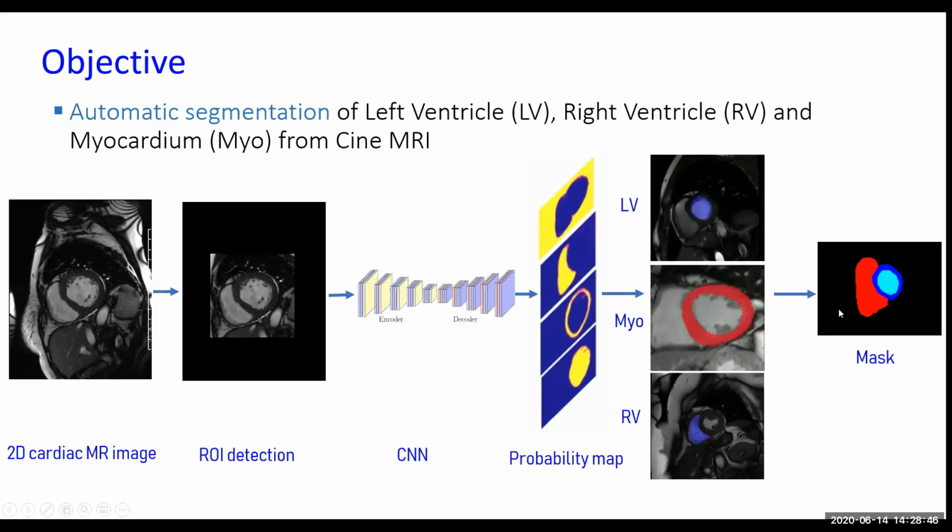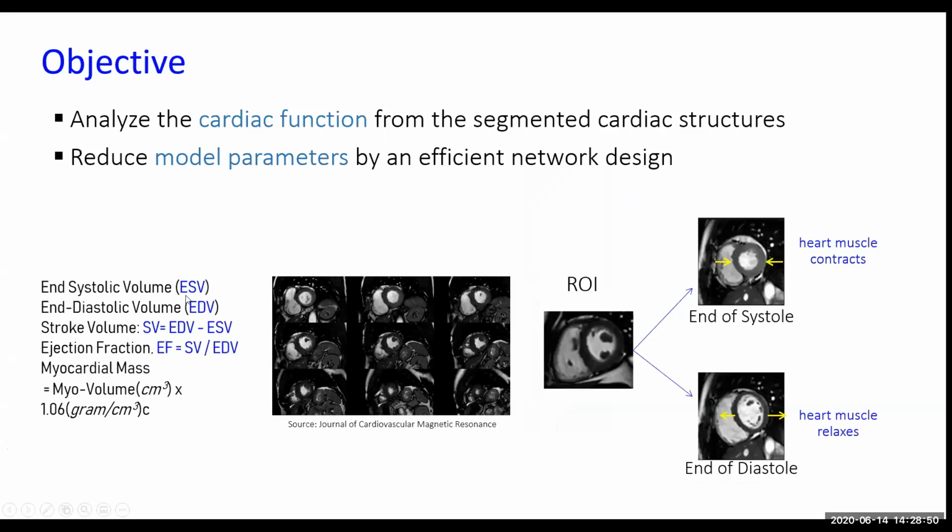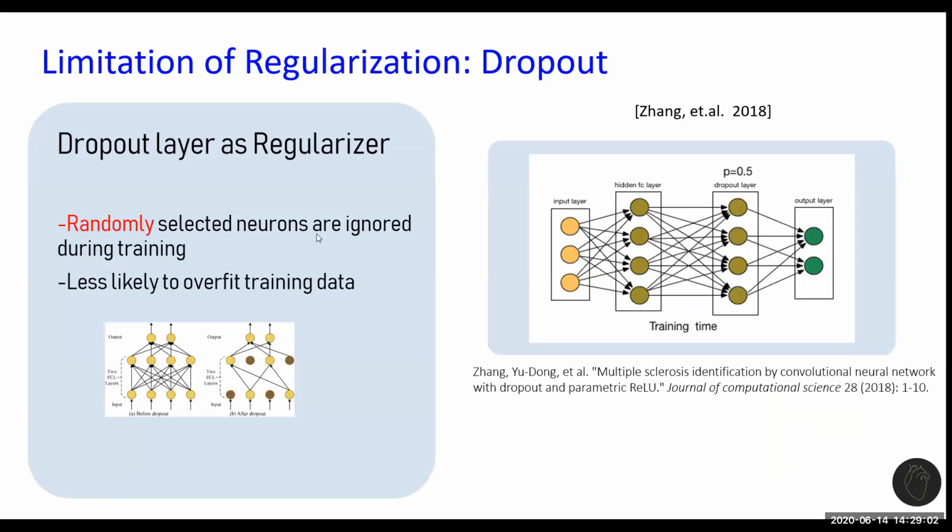Our second objective is to analyze the cardiac functions from the segmented cardiac architecture, and most importantly, to reduce model parameters for network optimization. Although the integration of regularization techniques such as dropout has been a growing trend nowadays to improve the generalization performance, this is not a desired way to prune some of the weights because it does so very randomly.